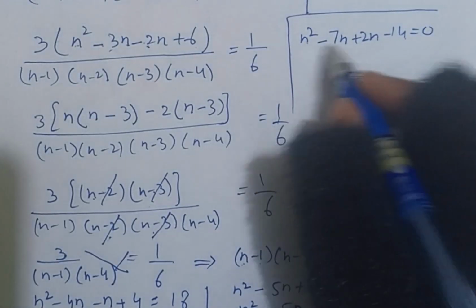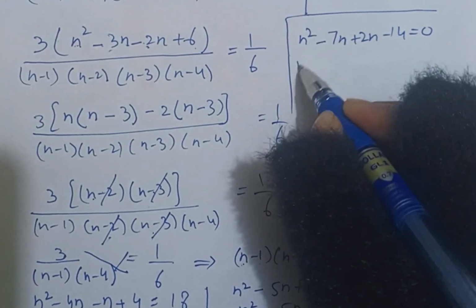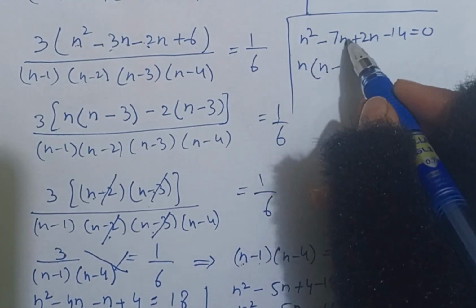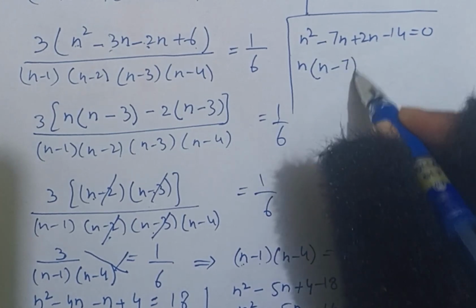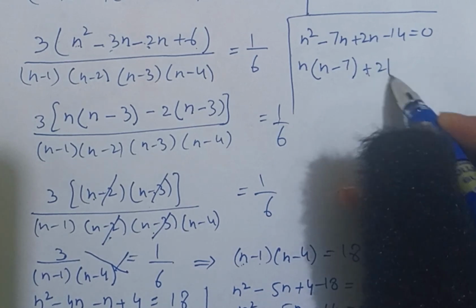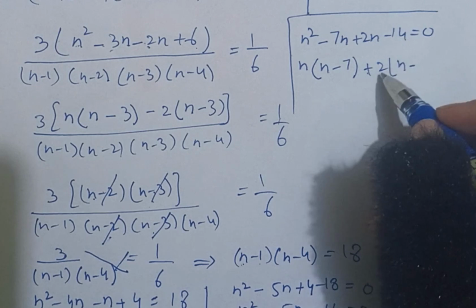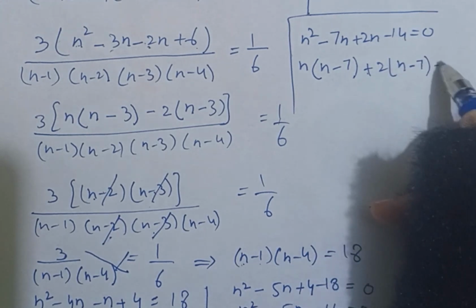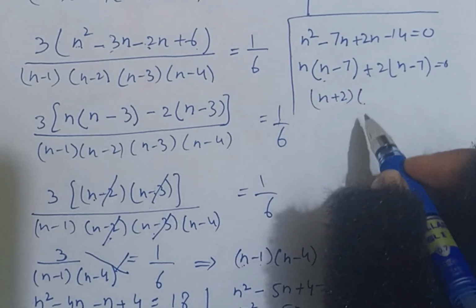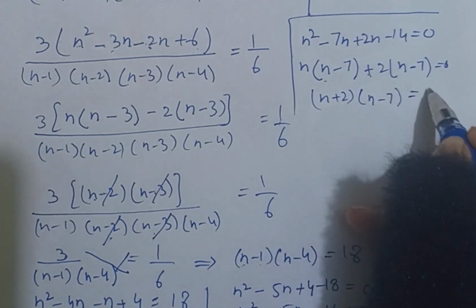Now n is involved in the first two terms, so we factor out n. Divide n² by n, we get n, divide minus 7n by n, we get minus 7. And 2 is involved in these two terms, so we factor out plus 2. Divide 2n by 2, we get n, divide minus 14 by 2, we get minus 7. So in the next step we can write this as (n plus 2)(n minus 7) is equal to 0.